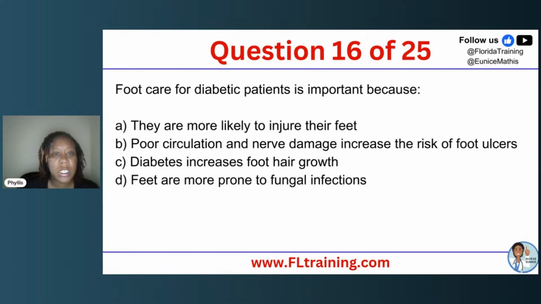Foot care for diabetic patients is important because A, they are more likely to injure their feet. B, poor circulation and nerve damage increase the risk of foot ulcers. C, diabetes increases foot hair growth. D, feet are more prone to fungal infections. A, B, C, or D? Drop those answers in the chat and let me know what you think.